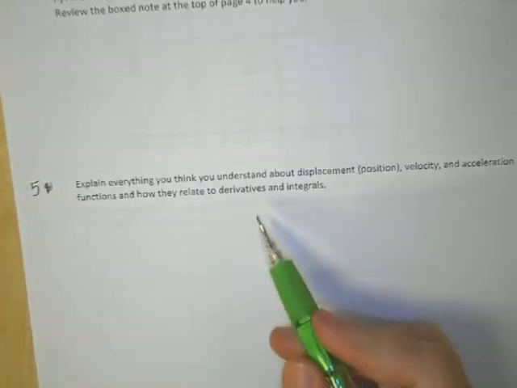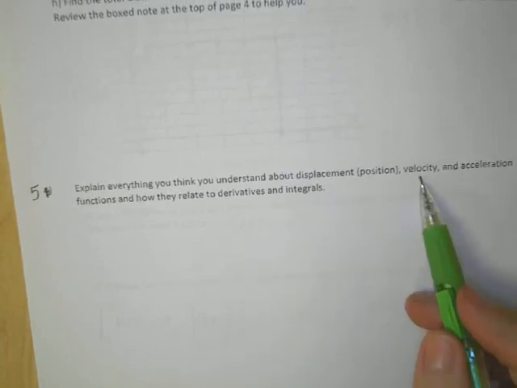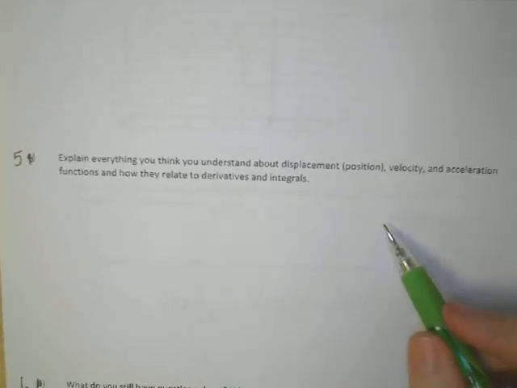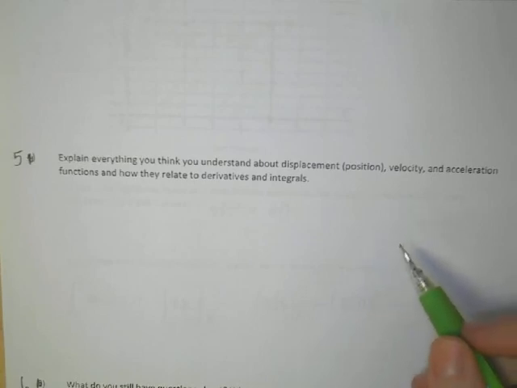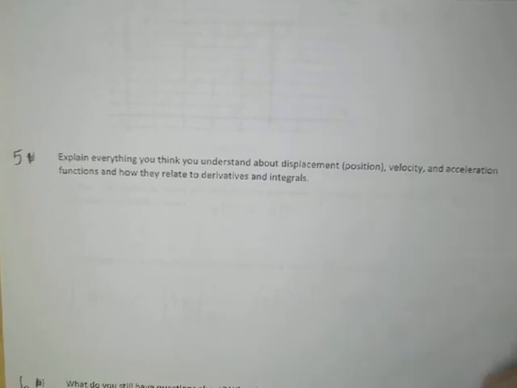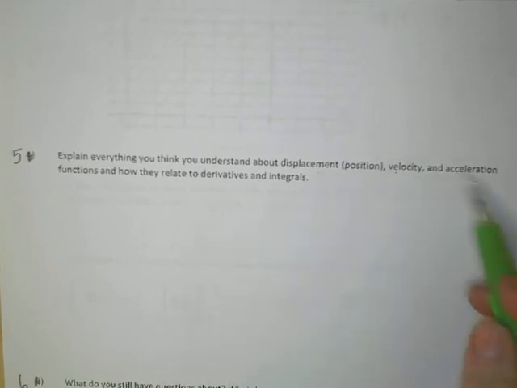Once you get to 5, explain everything you think you understand now about displacement, velocity, and acceleration. I want you to be talking about what you know about the derivatives. Who is the derivative of whom? And integrals. When you integrate velocity, what do you get? When you integrate acceleration, what do you get? How do you calculate distance? Which one of these do you need to integrate in order to find total distance? What do you do if there's a change in direction?